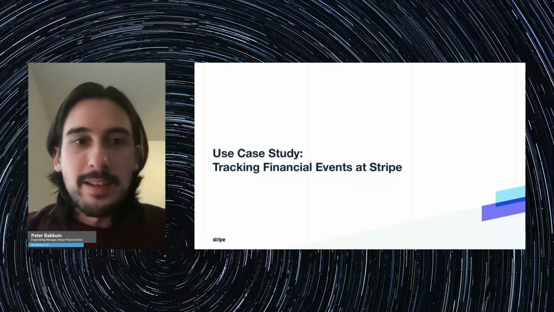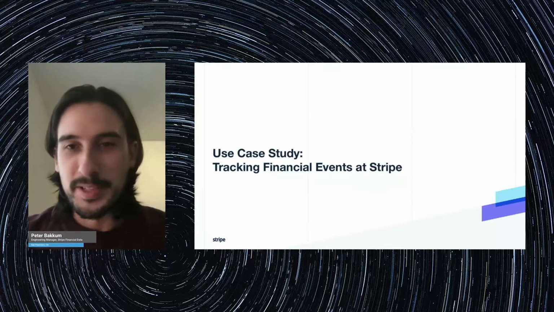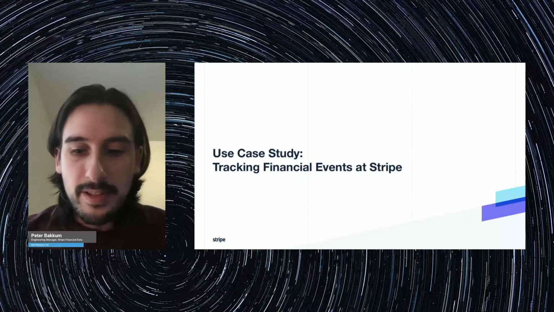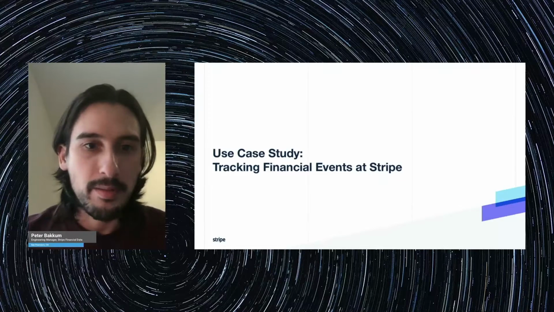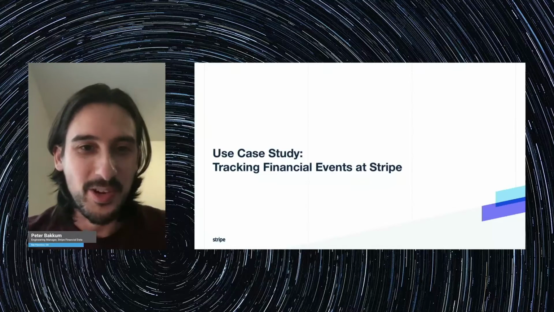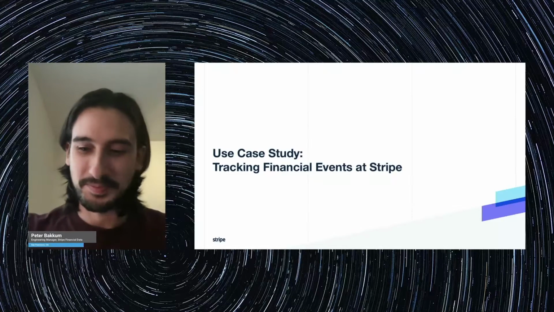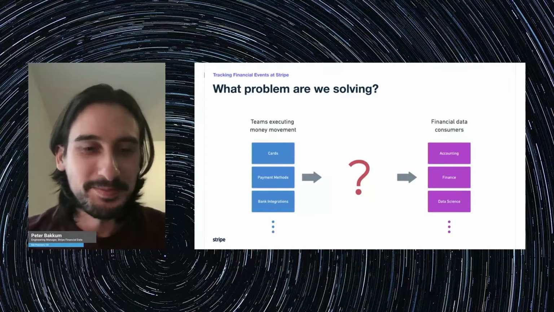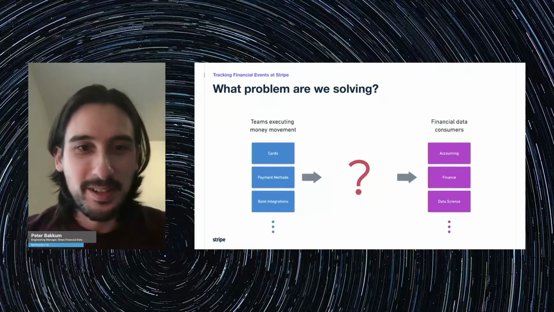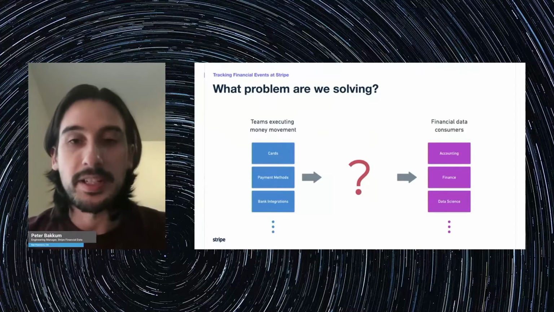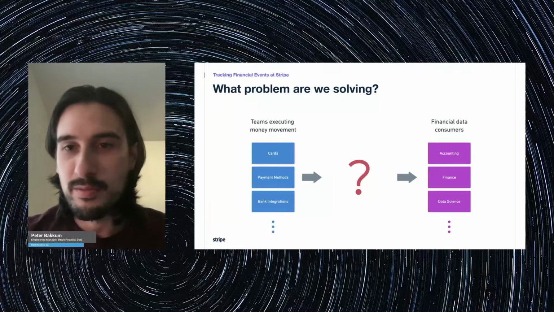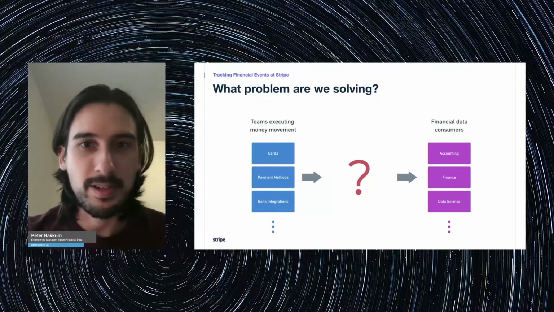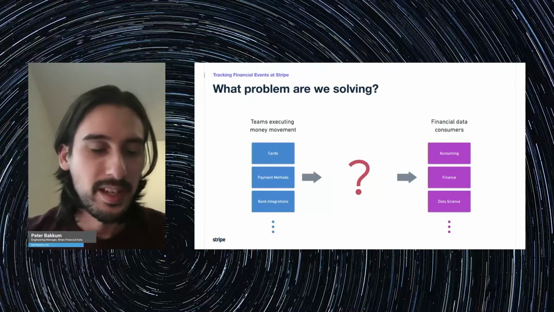So that was a high-level overview of how we think about the real-time analytics space. The next section, I want to dive into a specific use case at Stripe, which I'll call tracking financial events at Stripe, and I'll explain what that means. So what problem are we solving? As you might have guessed, there are literally dozens of engineering teams at Stripe that on their own move money around. So different products, different countries, different currencies, different banking integrations, et cetera.